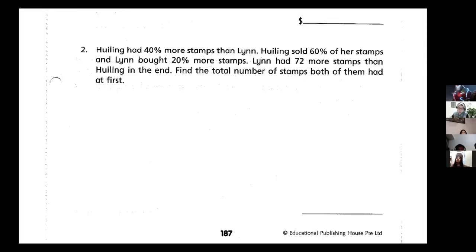Okay, so this question: Hui Ling had 40% more stamps than Lin. Hui Ling sold 60% of her stamps and Lin bought 20% more stamps. Lin had 72 more stamps than Hui Ling in the end. Find the total number of stamps both of them had at first.